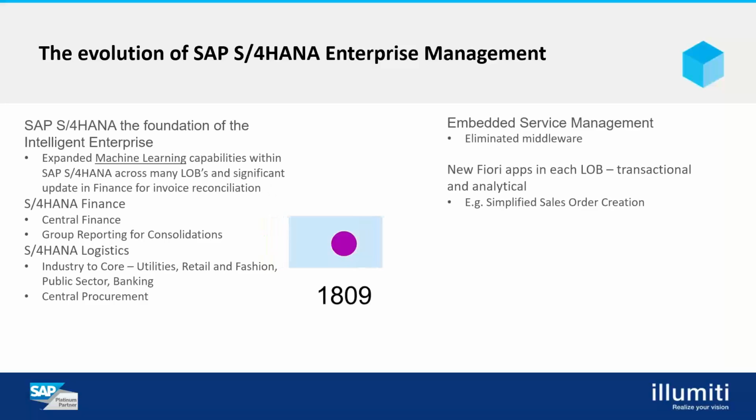So moving to 1809, here we are looking at more and more, as I said, expanded machine learning capabilities across all the lines of business. So this was incorporated into the logistics and financial sides of things. So I'll give you an example of some of these in a moment. On the finance side, central finance kind of was pervasive earlier on, but it really, at this point in 1809, SAP put a real focus on all the capabilities around central finance.